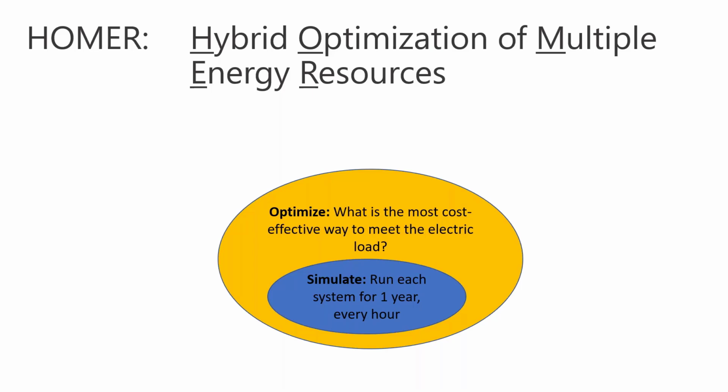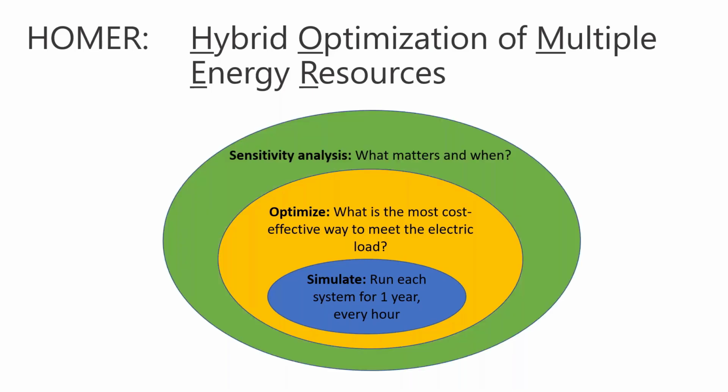Then we can categorize these simulations by the lowest net present cost to find which system is the winning system and which system architecture is going to have the lowest net present cost over its lifetime.